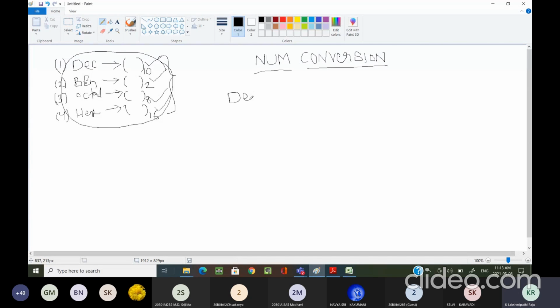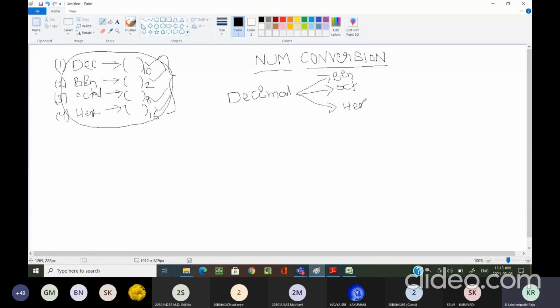Decimal to other number system. From the decimal number system to other number systems. Suppose, from our syllabus point of view, what are the other number systems we have? Decimal to binary, decimal to octal and decimal to hexa, that we have in our syllabus.